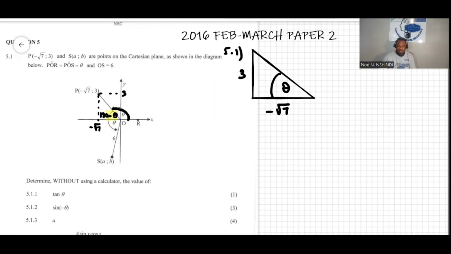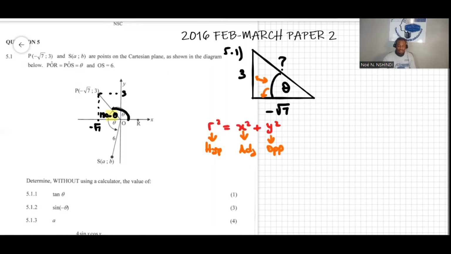So we don't know what this side, the hypotenuse, is. Now from the Pythagorean theorem, we know that r squared is equal to x squared plus y squared, where r is just the hypotenuse, the longest side of the triangle, x is the adjacent side, and y is the opposite side, opposite to the angle. So this is opposite, and that side is adjacent to the angle.